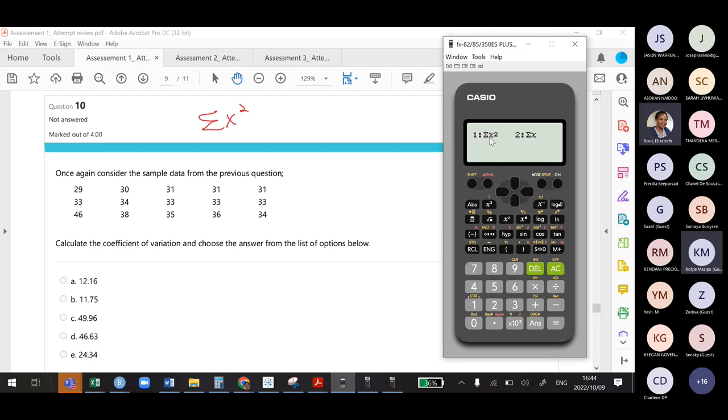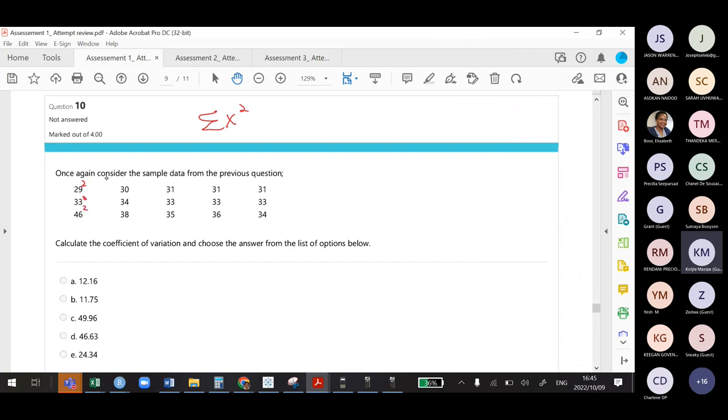And there is your sum of x squared. If I press 1, I should get the answer of 17373. If you don't want to use your calculator in stat mode to answer this question, all you need to do is square all the values.